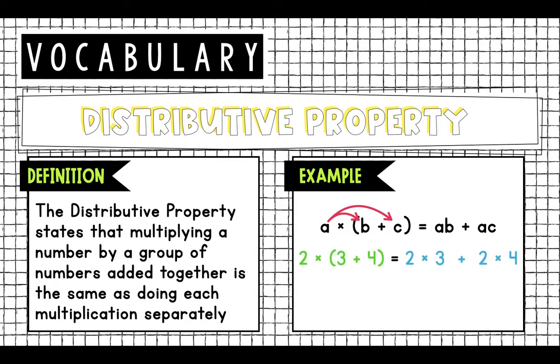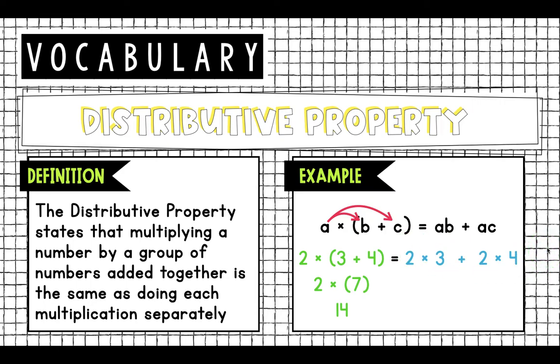Let's say I have 2 times the sum of 3 plus 4. I'll get the same result if I distribute the 2 and start with the multiplication and do 2 times 3, then add 2 times 4. Let's see this in action. So on the left side, I'm going to start by adding these values together. 3 plus 4 would give me 7. So then I'd multiply by 2 and get 14. Once I use the distributive property and now have a number sentence that looks like this, I'm still going to get the same result.